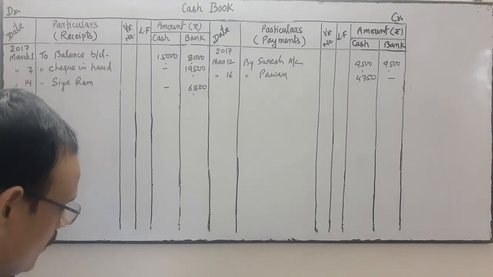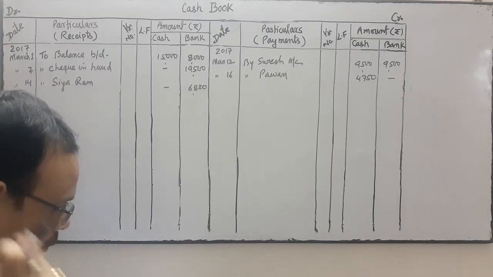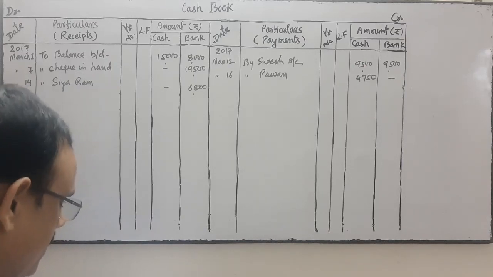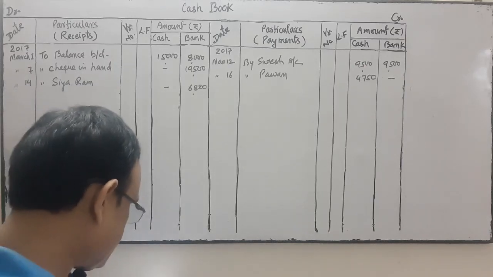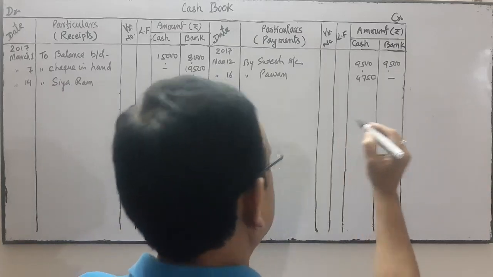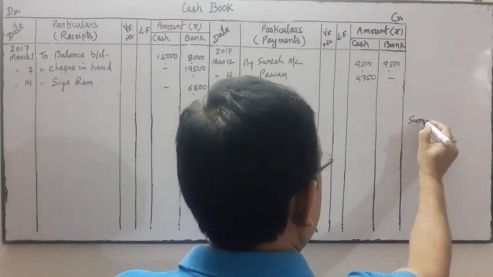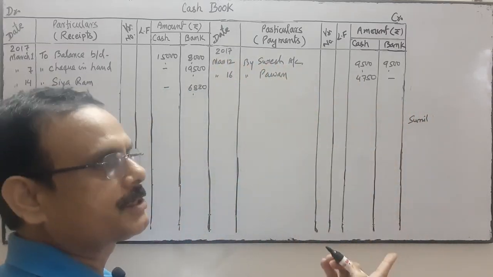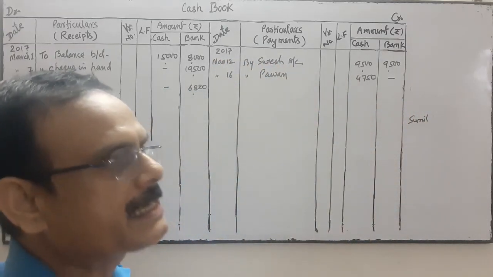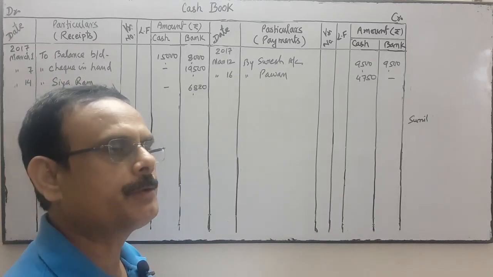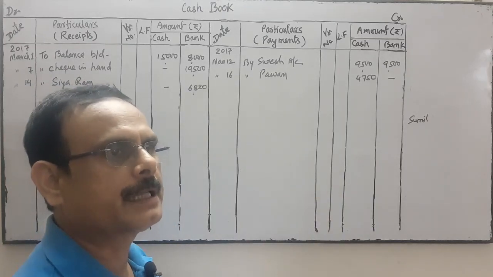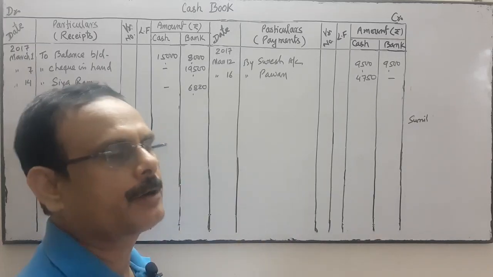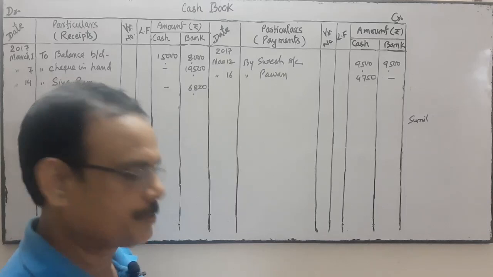Next is goods worth rupees 8,000 were purchased from Sunil on 5th March. Its payment was made today by check after deducting 5% cash discount. So we are going to pay the amount to Sunil for the goods which were purchased on 5th March. On 5th March the entry was purchase account debit to Sunil account. That entry was recorded by us in the purchase book.